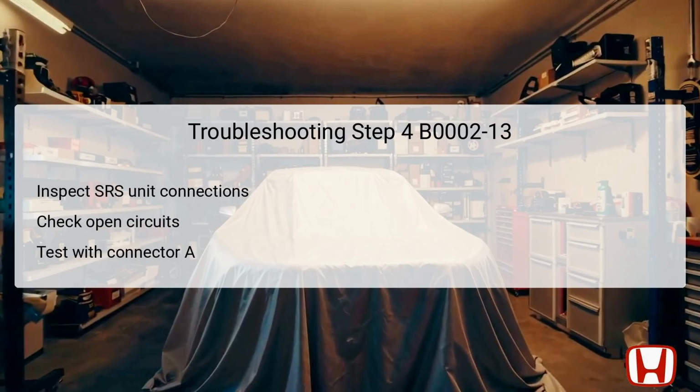The fourth troubleshooting step involves inspecting the SRS unit and its related connections. Ensure to disconnect SRS unit connector A, which contains 43 pins, along with the cable reel connector B previously mentioned. This step is pivotal for identifying any open circuits.